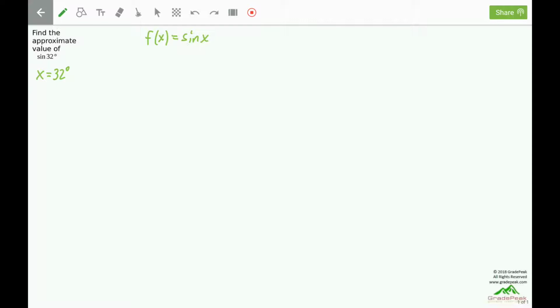The third thing to do is to identify a value a near the x value of 32 degrees that can be easily evaluated in the sine function. On the unit circle, the angle of 30 degrees is near 32 degrees and therefore will be the choice for A.